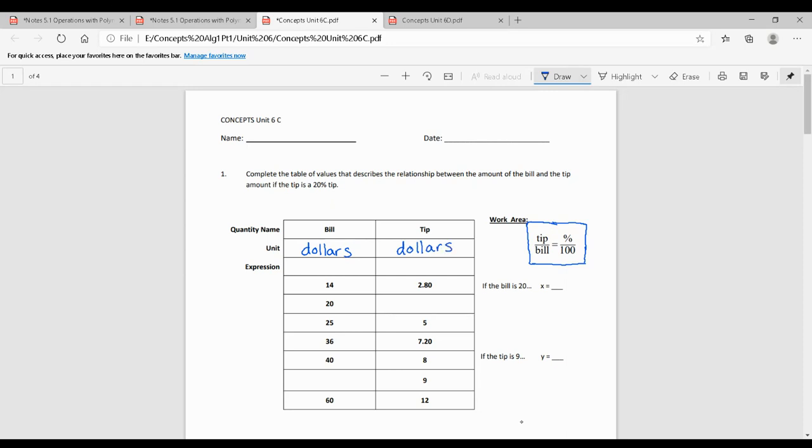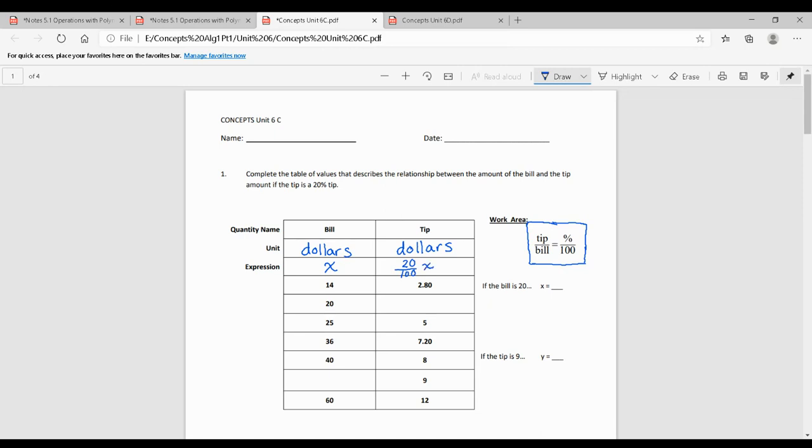Now, expression. The first column for expression is always going to be the expression of X. The second one is not just going to be Y. It's going to be in terms of X. So what is this going to be? It's going to be that we're doing 20% or 20 over 100 X.